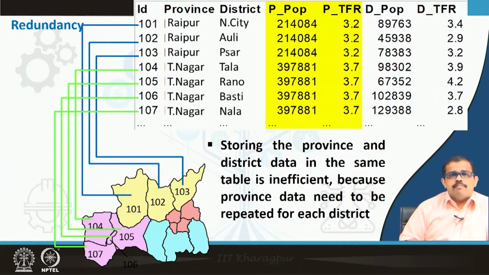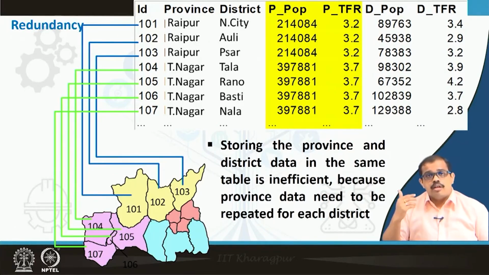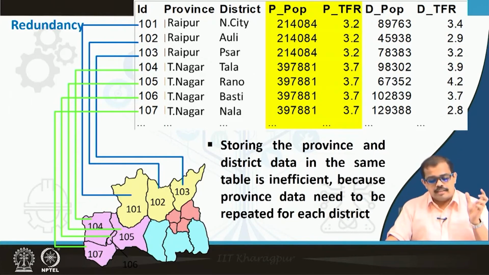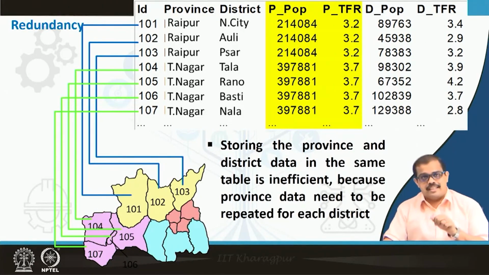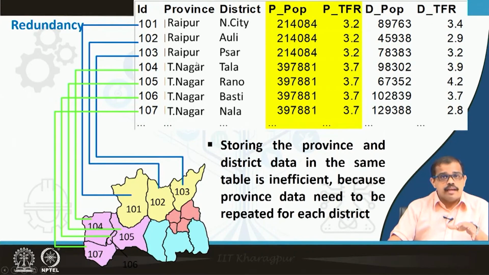The very important point of converting into a database is to avoid redundancy. When you store, for example, province and district data in the same table, it is quite inefficient. Why? Because province data needs to be repeated for each district. If you have a number of districts, for example here, you have the same province repeated for all of these districts.